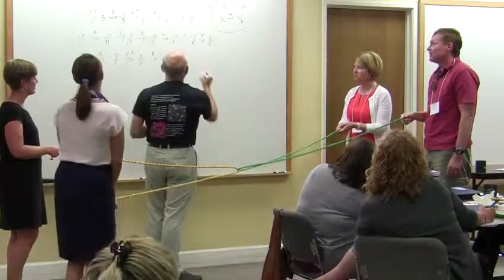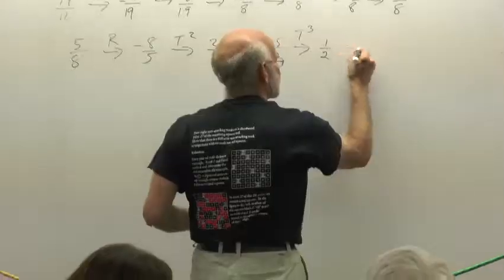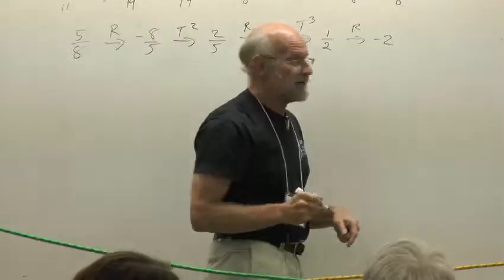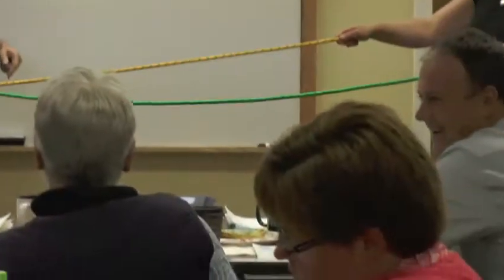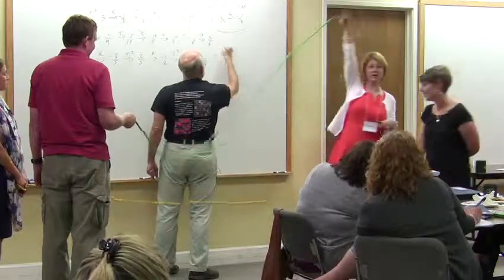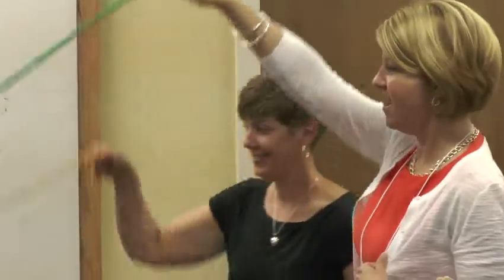Okay, so let's do it's a rotate, obviously. Rotate should get us to -2. Let's write it as -2/1. 2 twists. Display.